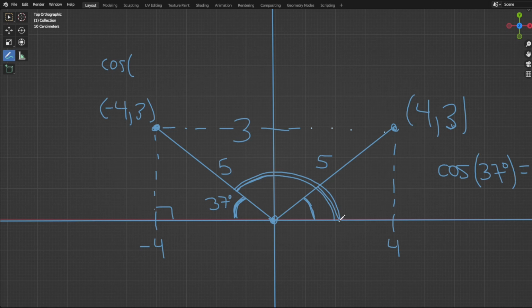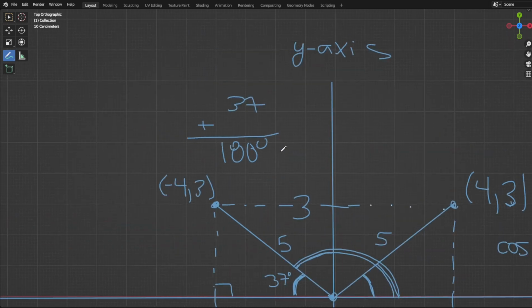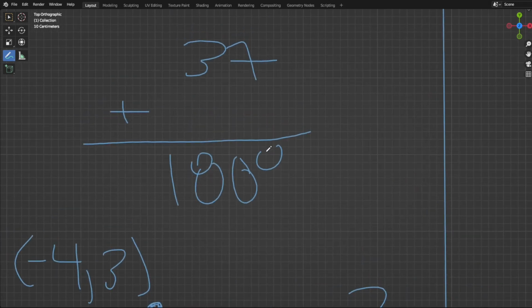Well, since it's along a straight line, we know that something plus 37 is equal to 180 degrees, because this line has to be 180 degrees. So what's that something? We've got to put something here that adds up to 180 degrees.